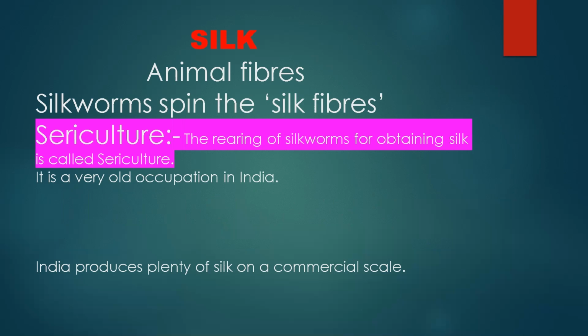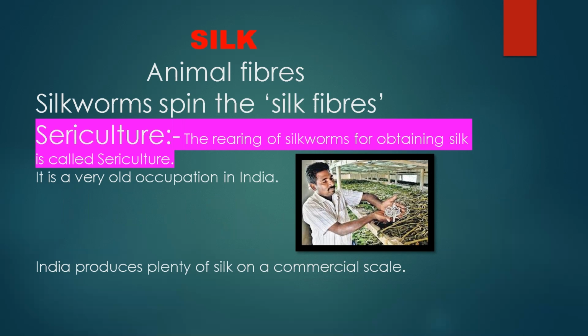Before we discuss the process of obtaining silk, let's discuss what sericulture is. The rearing of silkworms for obtaining silk is called sericulture, and it is a very old occupation in India. I hope you understand the term sericulture, the rearing of silkworms. And India produces plenty of silk on a commercial scale.